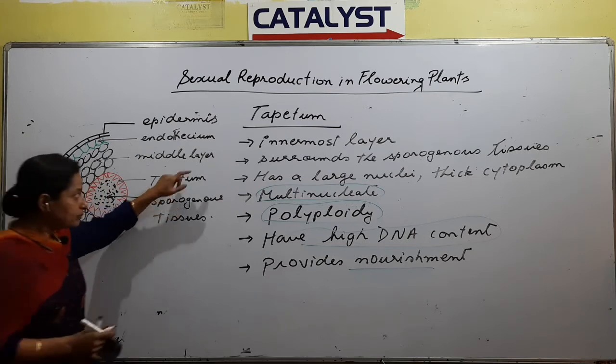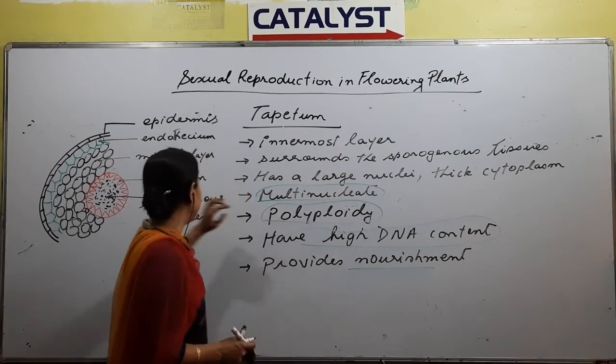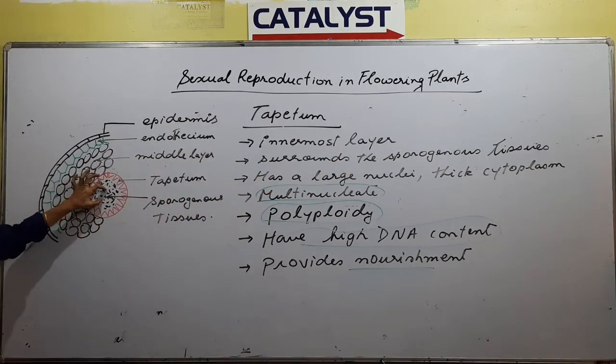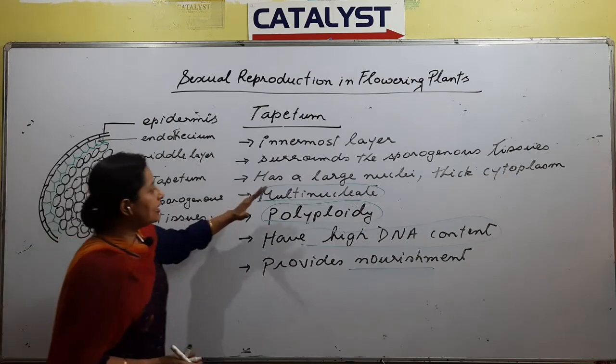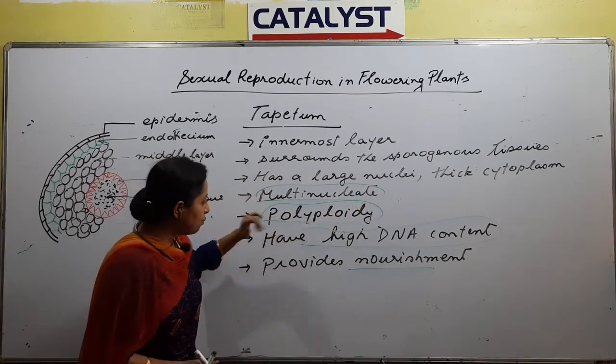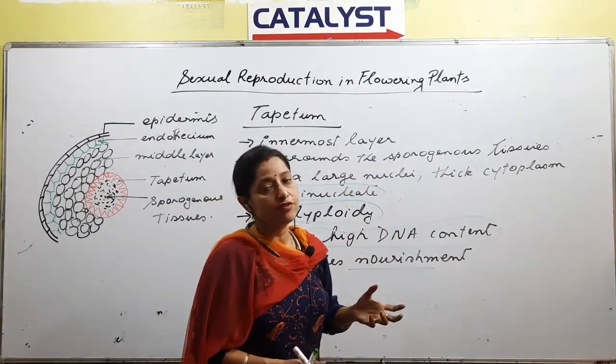So, we have written the point, tapetum is considered to be the innermost layer, right? And it surrounds the sporogenous tissues. So, ebilak jodi sporogenous tissues hoy, tak kune surround korise? Tapetum surrounds korise. These are examples of multinucleated condition. They show polyploidy and they have high DNA content. And the most important function of tapetum is to provide nourishment.